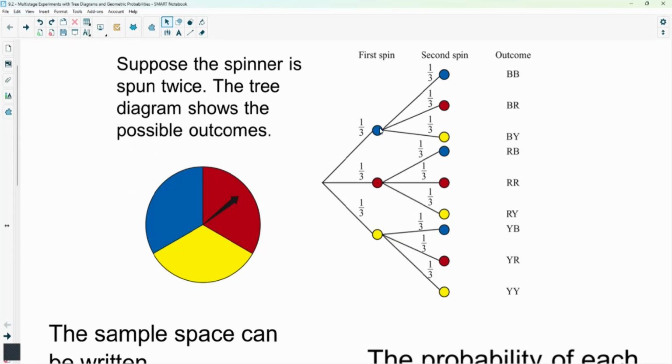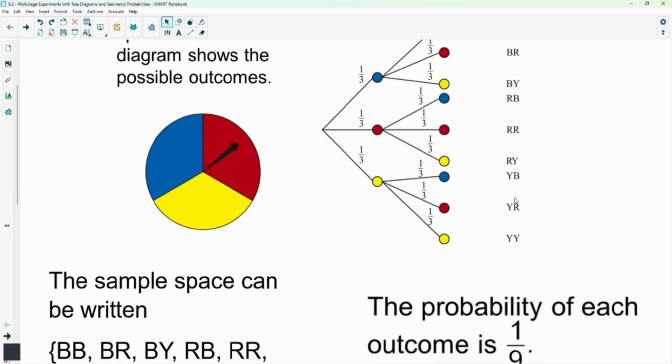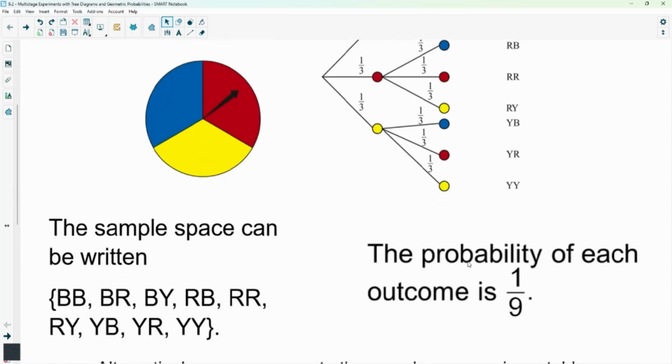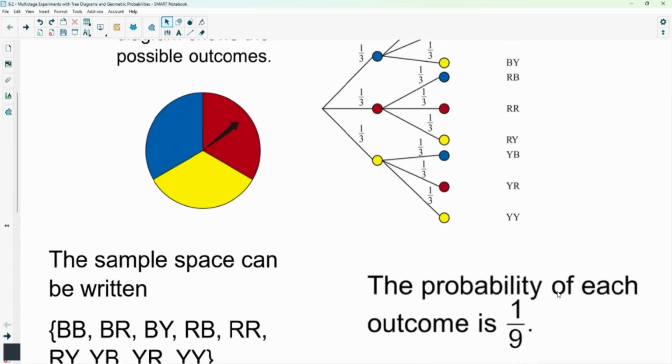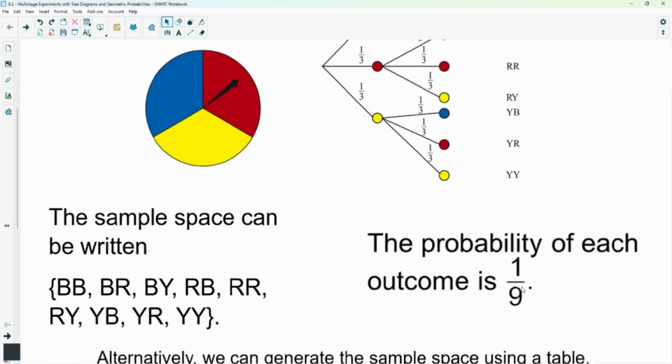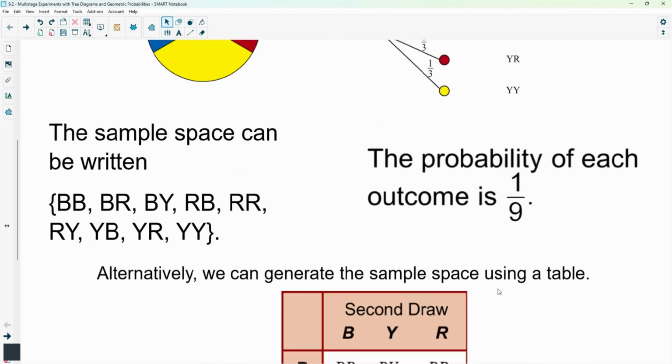So the probability of blue and then the probability of blue. So that outcome is blue blue, probability of blue and then red, that's blue red, probability of blue and then yellow, that's blue yellow, right? Red blue, red red, red yellow, yellow blue, yellow red, yellow yellow, right? So those are all the outcomes, which is a sample space. And the probability of each outcome, since they're all independent and they all have equally likely chance to come out, means that any branch that you go through, right, 1/3, 1/3, they're all going to be 1/3 times 1/3, which is 1/9. So they all have equally likely probability of 1/9.